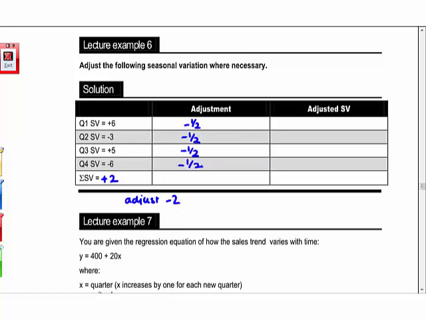So my seasonal variation now for quarter 1 is going to be 5.5, and that's a +5.5. My seasonal variation for quarter 2 is going to be -3.5. My seasonal variation for quarter 3 is going to be +4.5, and finally for quarter 4, -6.5. And now if we add them all up, you can see that the total comes to 0. So we've made the adjustments to ensure that the seasonal variations total 0. The reason that it might not have totaled 0 in the first place is because of rounding, so we're just correcting for any rounding.